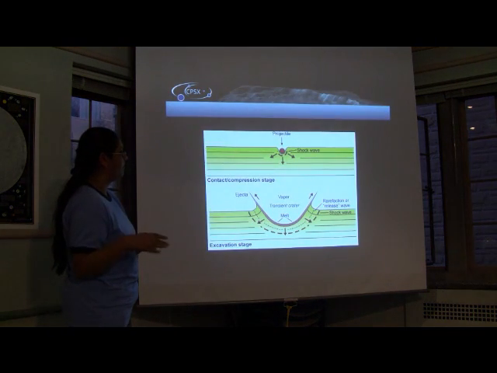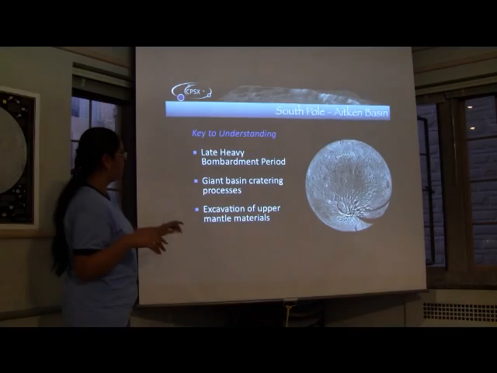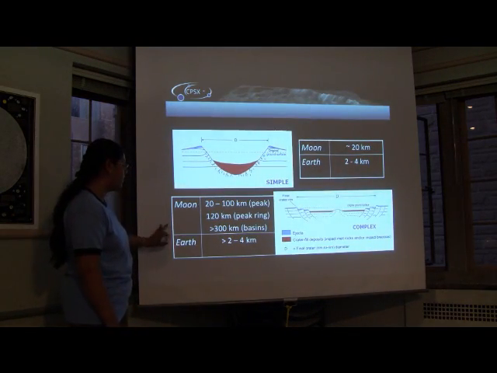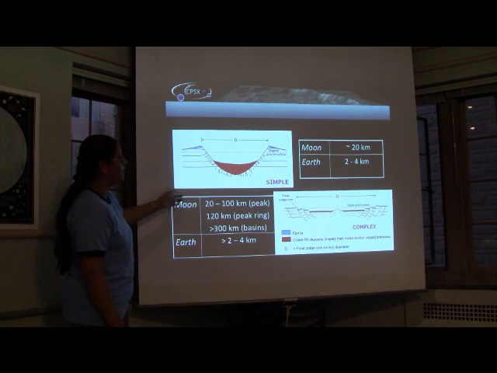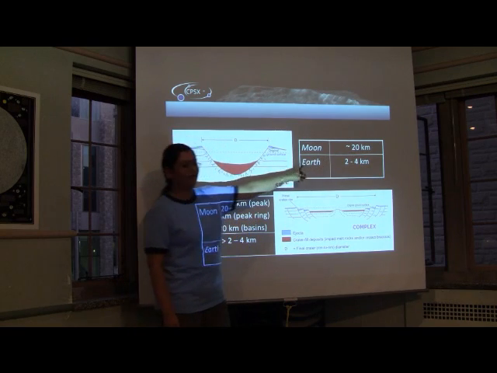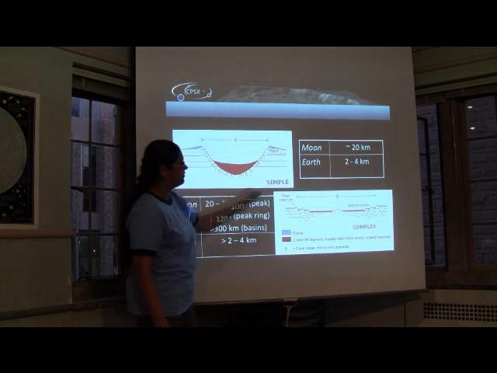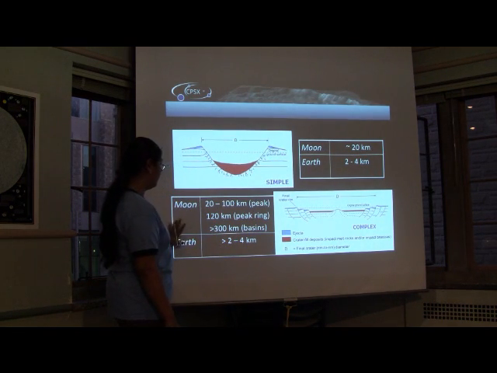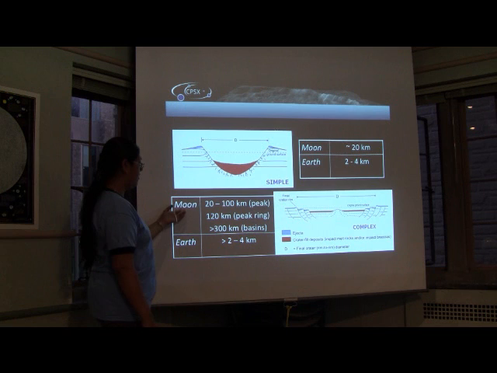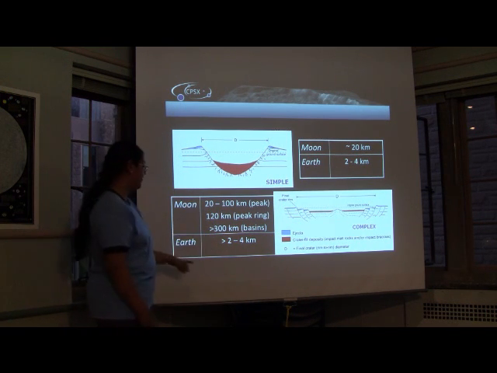All right, I'll skip these. This one was just going to show you on the moon a very simple crater. It's typically that scale, that's the diameter, but on Earth it's slightly different. And this is for the more complex craters where you have additional features, but again, on the moon they have different diameter sizes than on Earth.